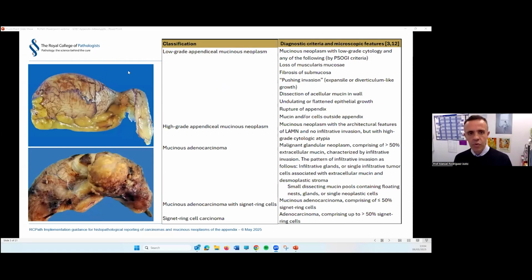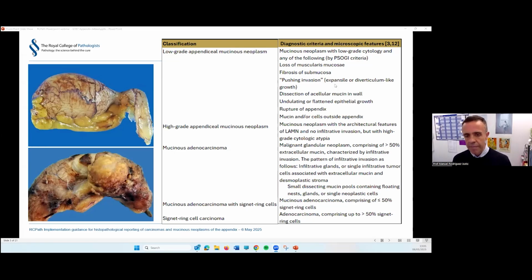So what we are talking about today is appendiceal mucinous neoplasia. Like this one, you have this big appendix, very dilated. The second one on the bottom looks more tumoral. We are going to talk about low-grade appendiceal mucinous neoplasia, and the diagnostic criteria we use: the invasive margin is pushing rather than invasive, whether we have a rupture of the appendix, and whether we have mucin outside of the appendix. These are low grade in cytology.